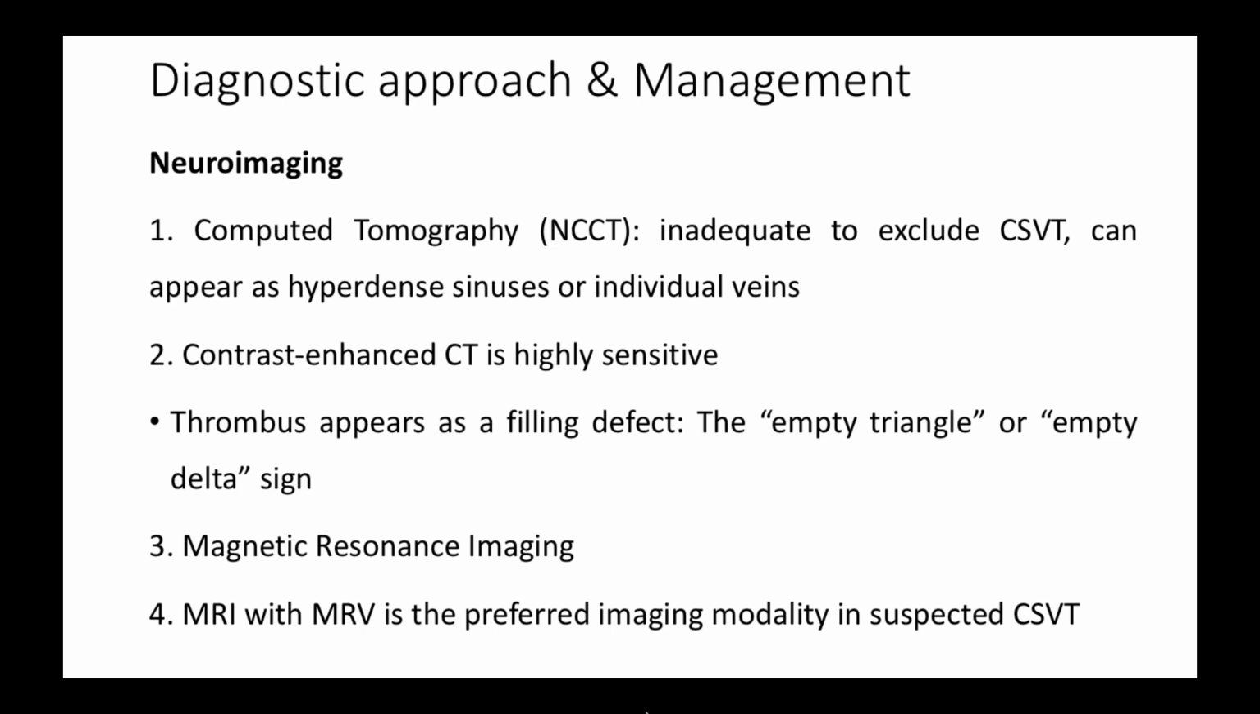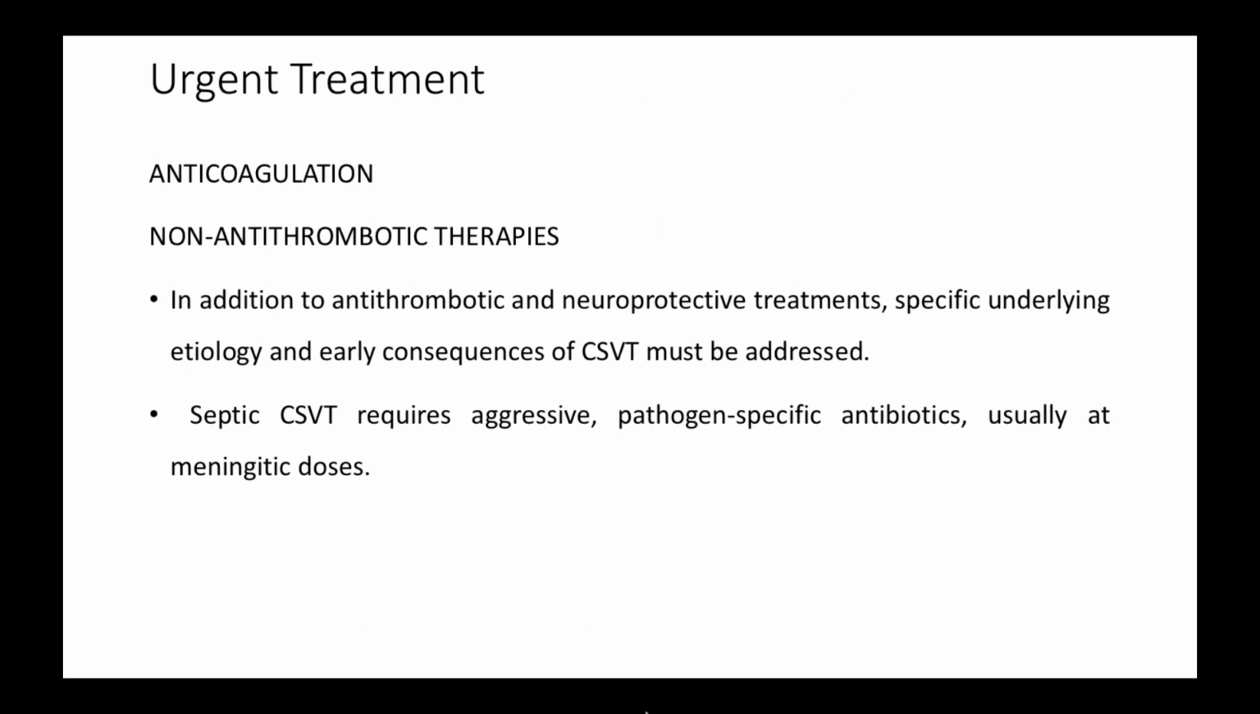And how does a thrombus appear? It appears as a filling defect, and it is called the empty triangle or empty delta sign. So CT venography is important. MRI along with MRV is the preferred imaging modality. How do we manage? Again, with anticoagulation that we have already discussed, and non-antithrombotic therapies.